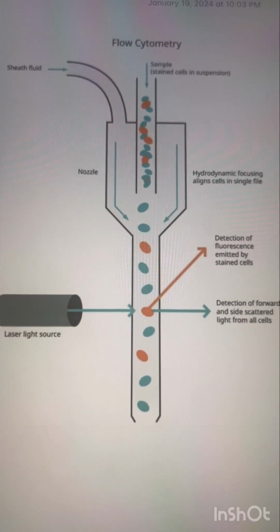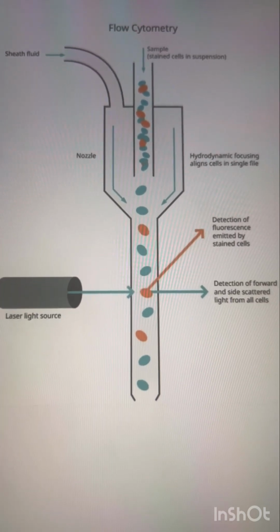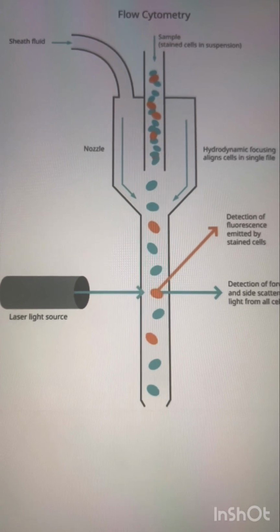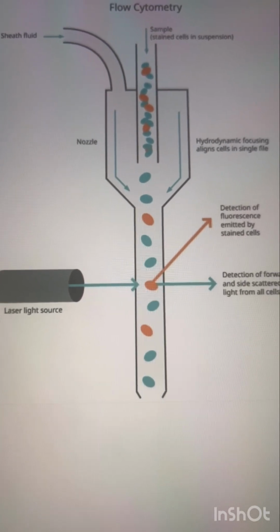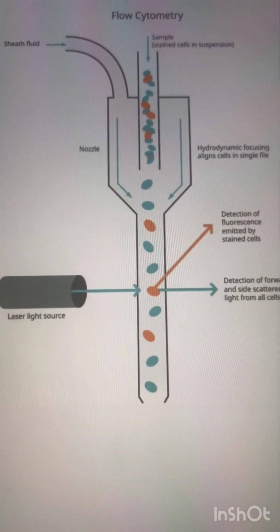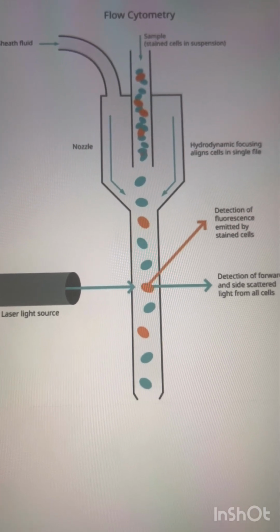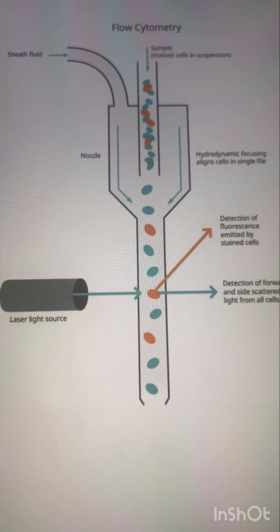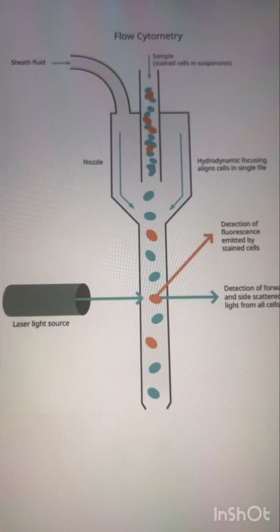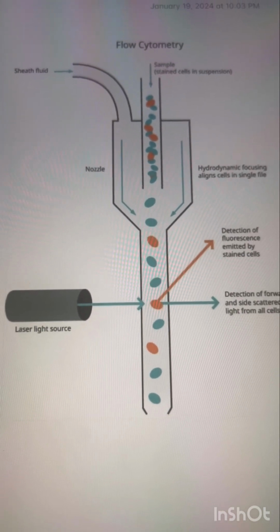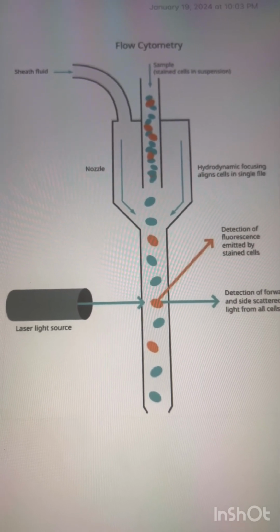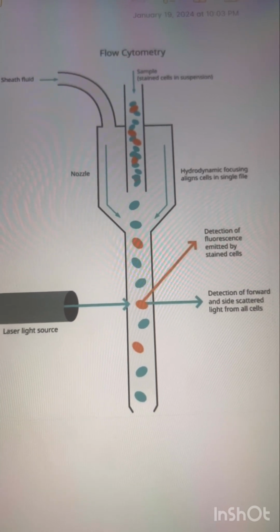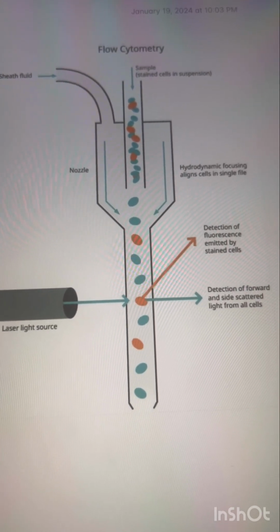So today we will discuss flow cytometry, which is a very useful tool, especially for those working with biological samples. So what is flow cytometry? It is a system for detecting and analyzing cells or particles in a liquid stream when a laser beam passes through that liquid stream and illuminates the cells or particles.